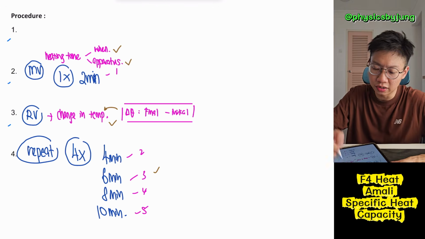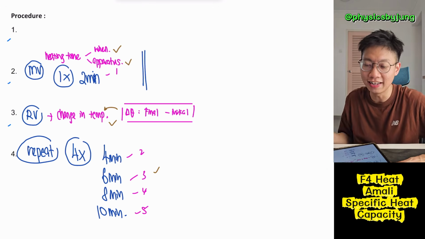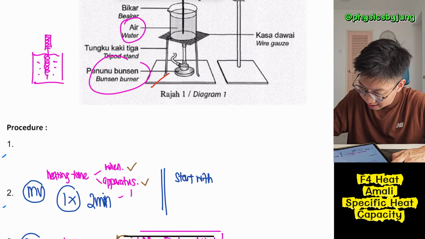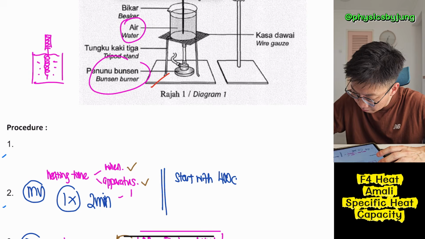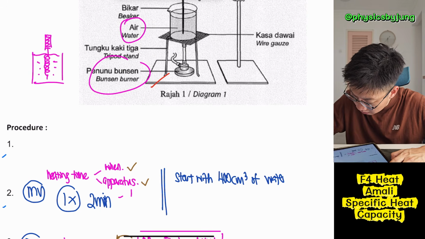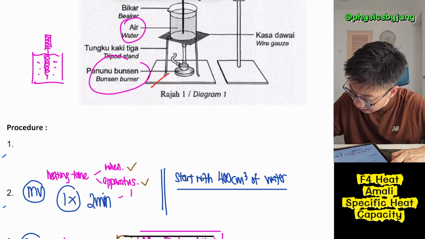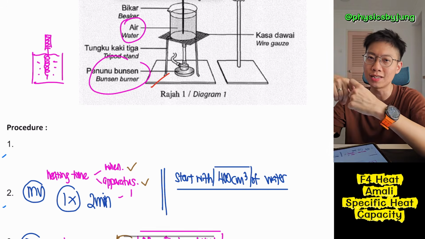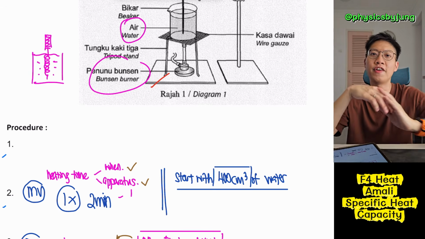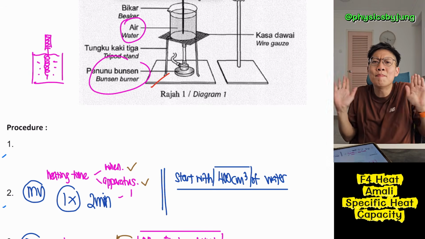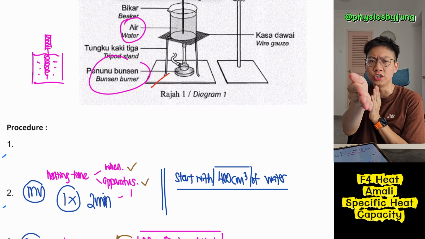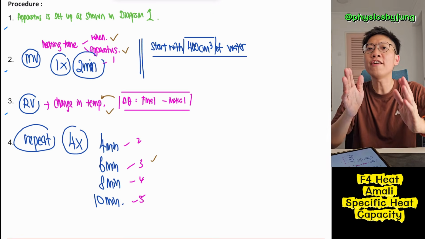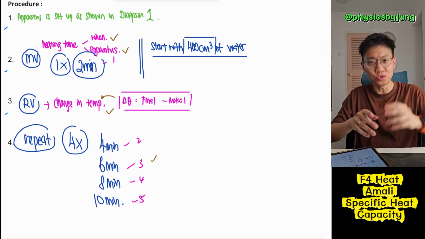There are certain things which students very stress on, okay, like for example, let's say we start with 400 cm cube of water in the beaker in this experiment. Let's say maybe your experiment tells you to start with 300, or maybe your friend says 500. Guys, it doesn't matter, because when they don't give you the procedure, you can freely choose to start with 400 or 500. So therefore, it doesn't matter.